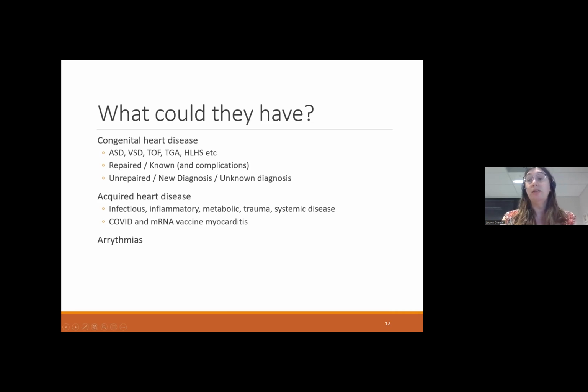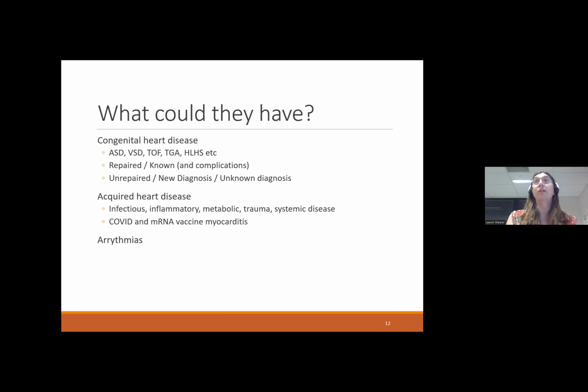Children and adults may also present with repaired and known lesions, and in particular may develop early or even late complications of these, because congenital heart disease, even with surgical treatment, is a lifelong diagnosis. And more rarely, you'll find patients at an older age who will have an unrepaired or a new or an unknown diagnosis of congenital heart disease.